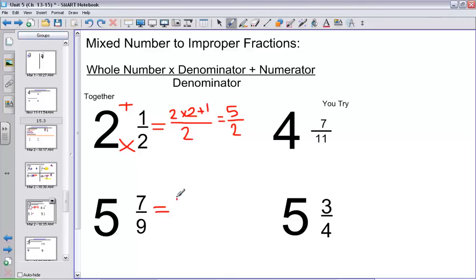5 7/9. I'm going to take 9 times 5. And if you notice, we're just kind of following the clock here. So we're going clockwise, right? 9 times 5, and then I'm going to add in my 7. This is why we learned order of operations. I'm going to be over 9. 9 times 5 is 45. Plus 7 should be 52 over 9.